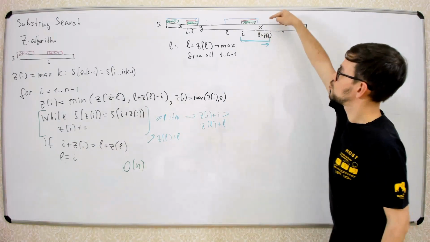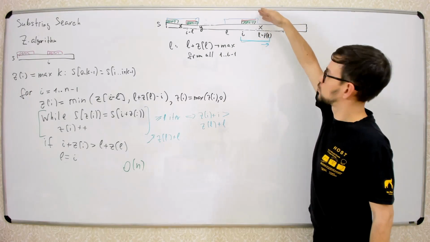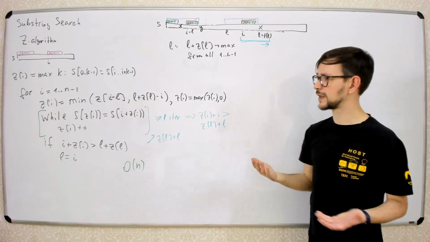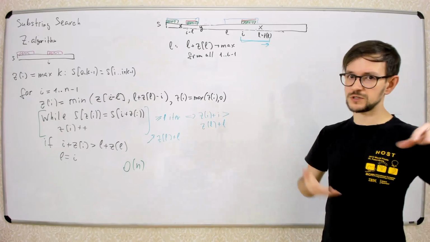Yeah, but basically you move this right boundary of the string to the right. And you cannot do it more than n times. Again, it's like the two pointers method, but from a different side.